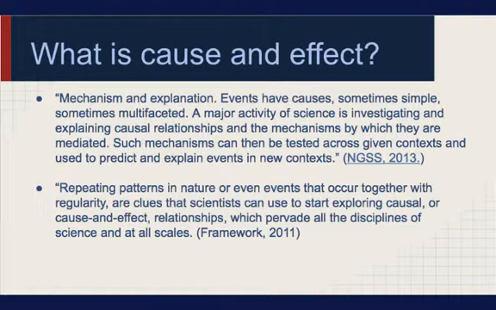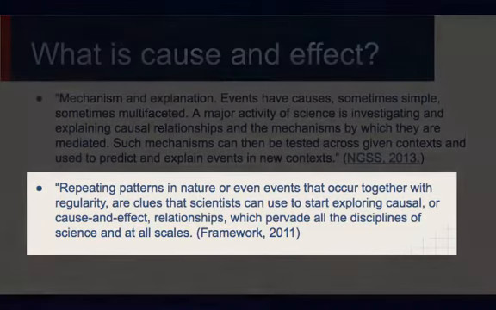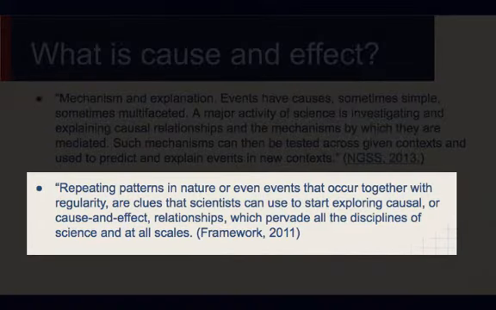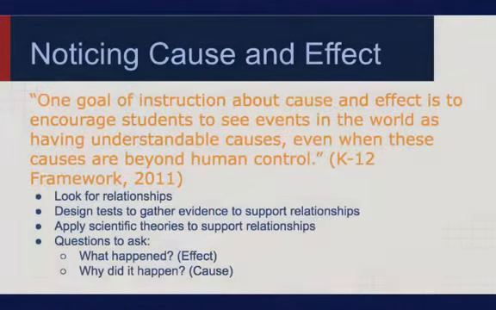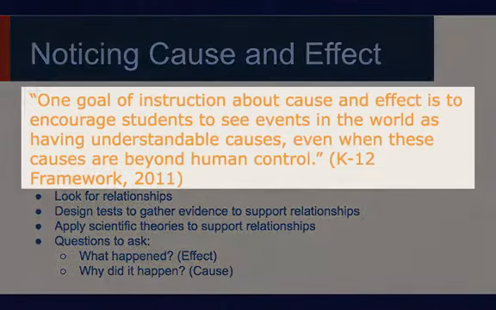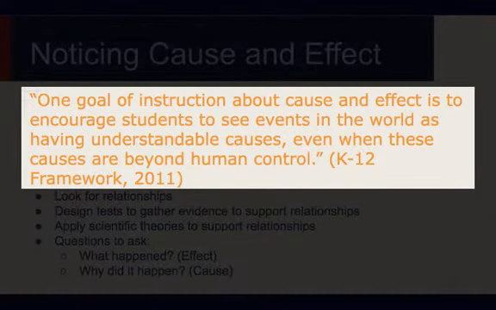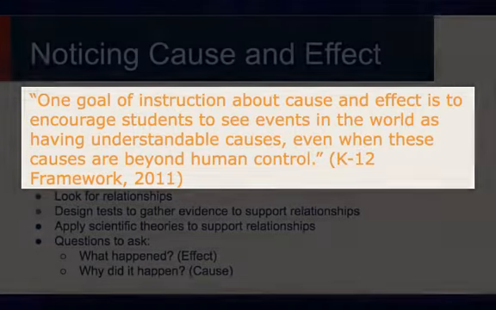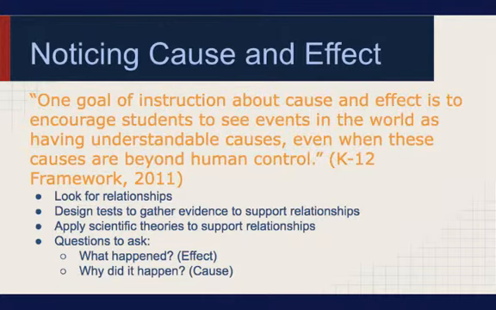If something can be repeated, scientists start to ask questions regarding the scope of what happened and why. Repeating patterns in nature, or even events that occur together with regularity, are clues that scientists can use to start exploring causal or cause and effect relationships, which pervade all the disciplines of science and at all scales. The framework provides guidance for the goal of the cross-cutting concept cause and effect. One goal of instruction about cause and effect is to encourage students to see events in the world as having understandable causes, even when these causes are beyond human control. It boils down to understanding relationships and supporting them with adequate evidence.